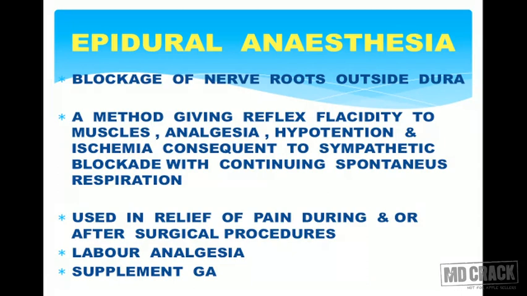In simple terms, what it means is you inject the drug outside the dura mater, and when this local anesthetic solution is injected outside the dura mater, it causes reflex flaccidity to the muscles. It achieves analgesia to that particular level of the body, plus ischemia and hypotension. This is achieved because of the sympathetic blockade that is caused due to injection of this drug. Now, how and where is it used? It is used in relief of pain or pain management and in various surgical procedures. It can also be used in labor analgesia. It can also be used to supplement general anesthesia.